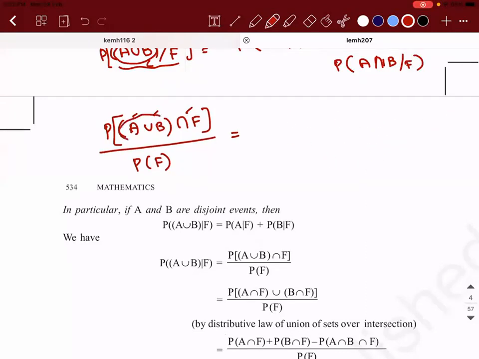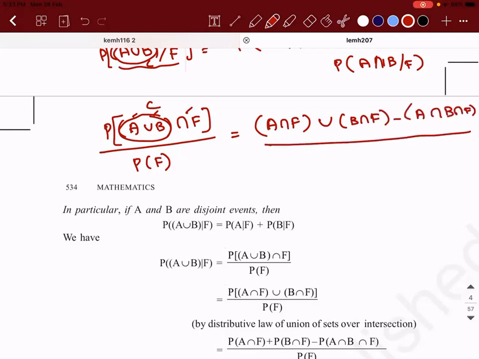So if I call this as theta, okay. So what is C intersection F? I can write it as... Okay, let me come to this point. So the formula is A intersection F union B intersection F minus A intersection B intersection F, the whole divided by F. Okay, just add probability before this.